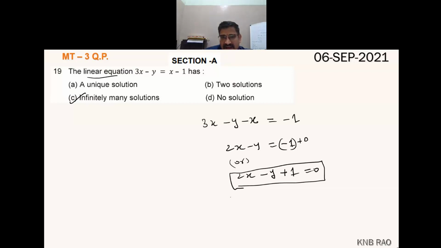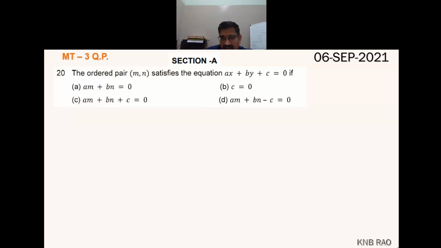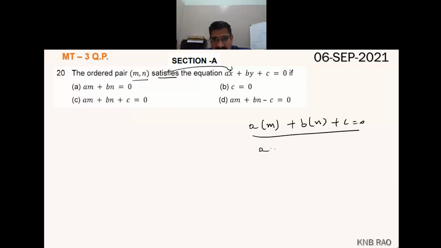Coming to the last question, question number 20. The ordered pair m comma n satisfies this equation. They already said satisfies, so m comma n is to be substituted in the place of x and y. So a into m plus b into n plus c equals to 0. Since they already said satisfies, the right option is am plus bn plus c equals to 0.